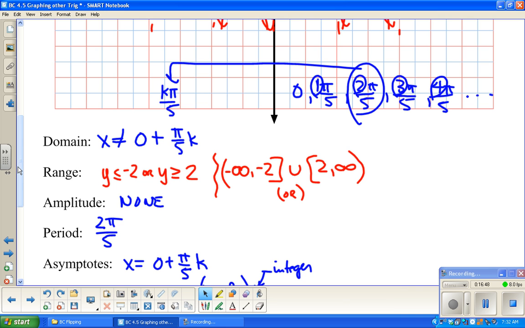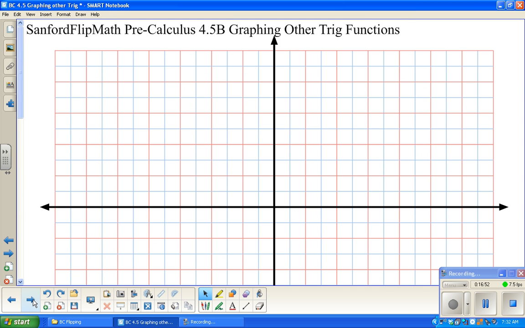I'd like to do just one more, and I'll try and boogie on. This one is going to be a cotangent. That's the only one we haven't done at all through this video or the last video. Cotangent is the reciprocal of tangent, so I'm going to do a speedy version of tangent first.